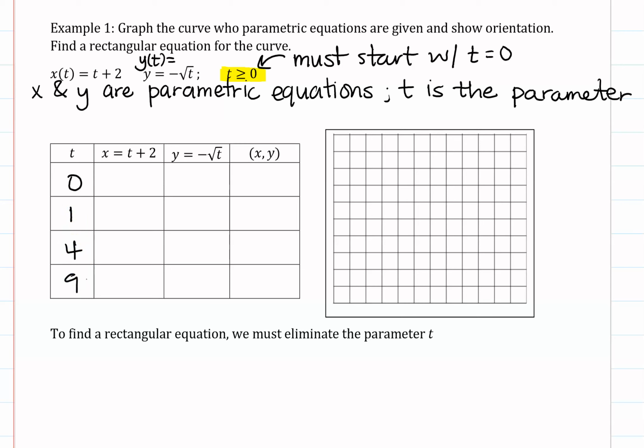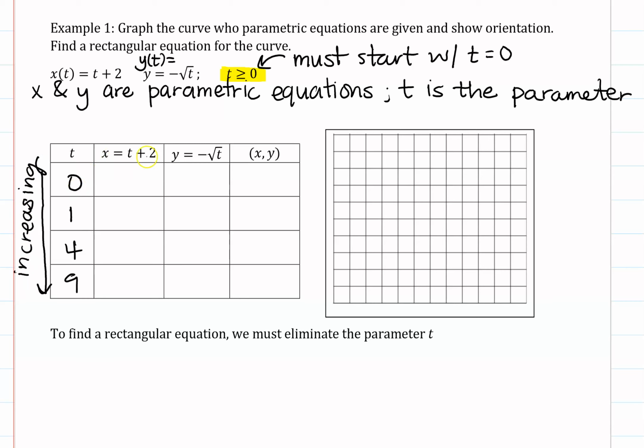Typically, I think it's a good idea to have at least 4 t values in your table, and I am intentionally choosing numbers that are perfect squares so that when I go to compute y and take the negative square roots of those numbers, I'll get nice numbers out of that. You don't have to choose perfect squares. In reality, you could pick any numbers as long as they were greater than or equal to 0, with 0 being the first number you plug in. But I'm just trying to make this easier. I think it's also important that when you plug the values into your table, you go in increasing values of t, because that is going to affect our orientation of the graph.